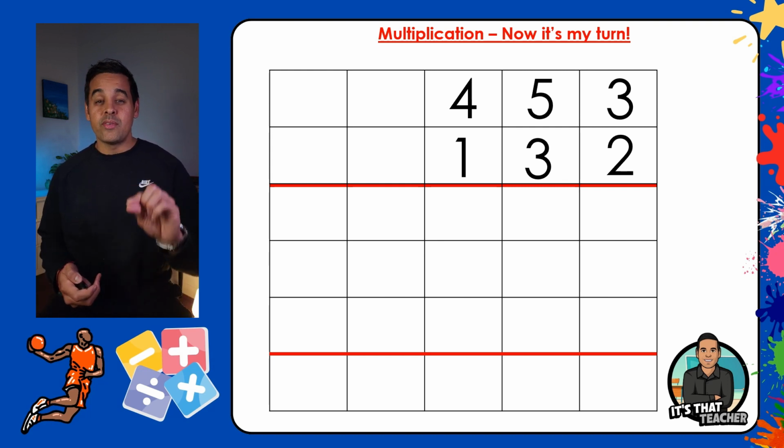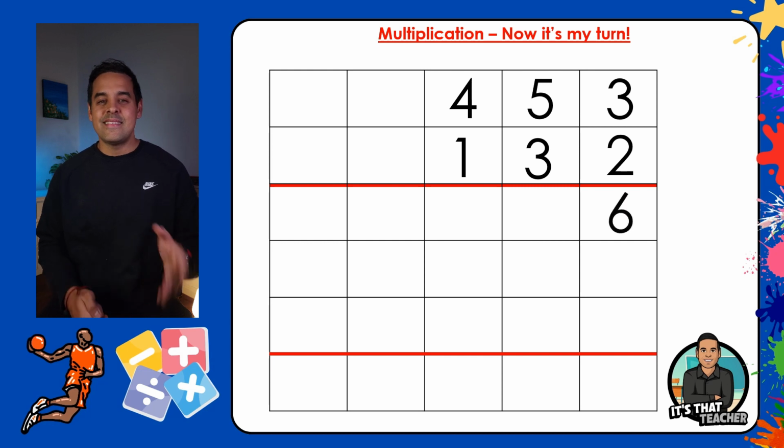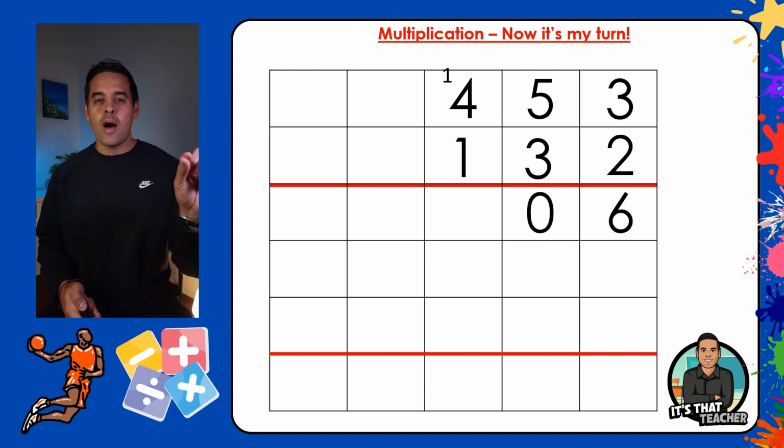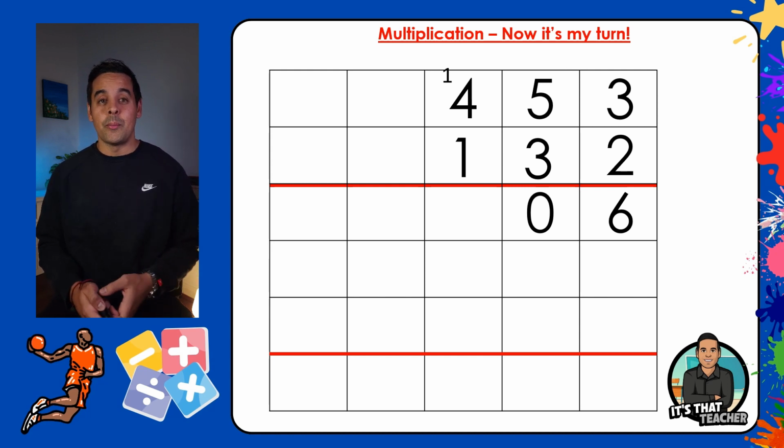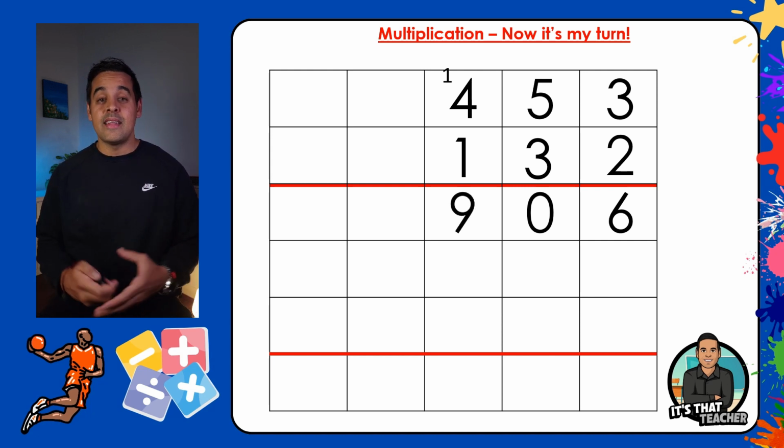To begin, we start with the 2 in the 1s column. Now, 2 times 3, that is 6. Move on. 2 times 5 is 10. Put the 1 above the 4 in the hundreds column. Now 2 times 4, that is 8. Plussing the 1, that is 9.